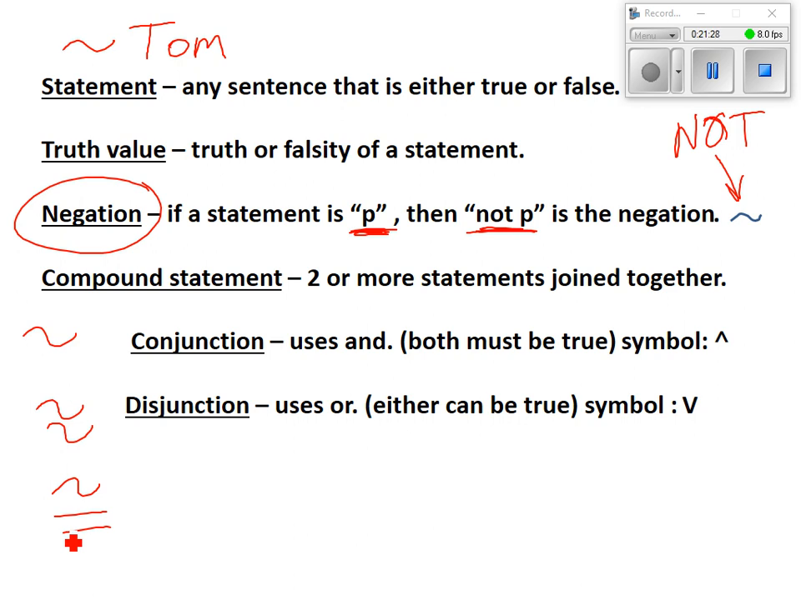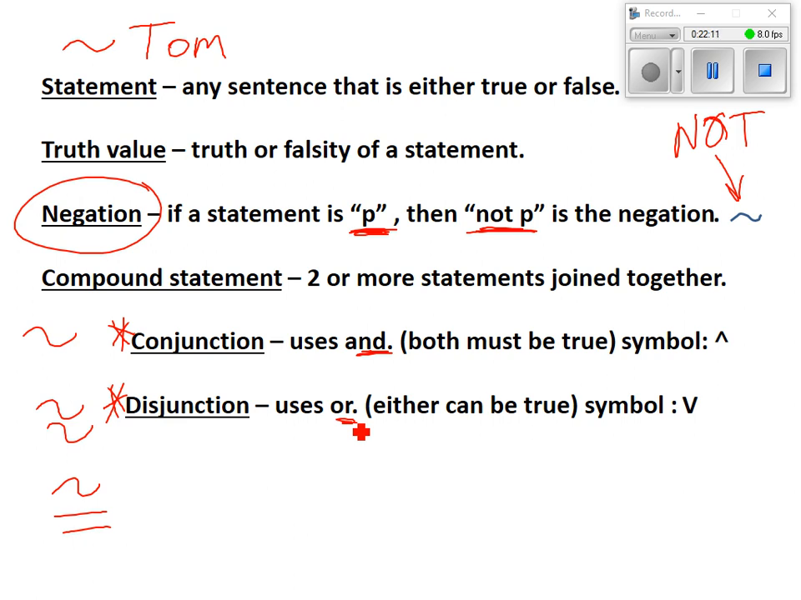A compound statement. This is the English part. A compound statement is two or more statements joined together. When you're dealing with compound statements in English class, what words do we use to join them together? And, or, but, all those. In here, we're going to use just two of them. We're going to use and, we're going to use or. And is called a conjunction, or is called a disjunction.